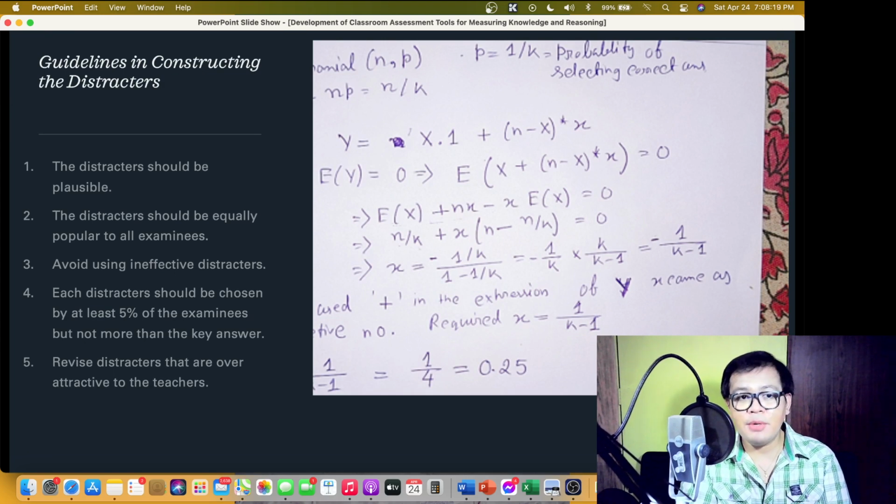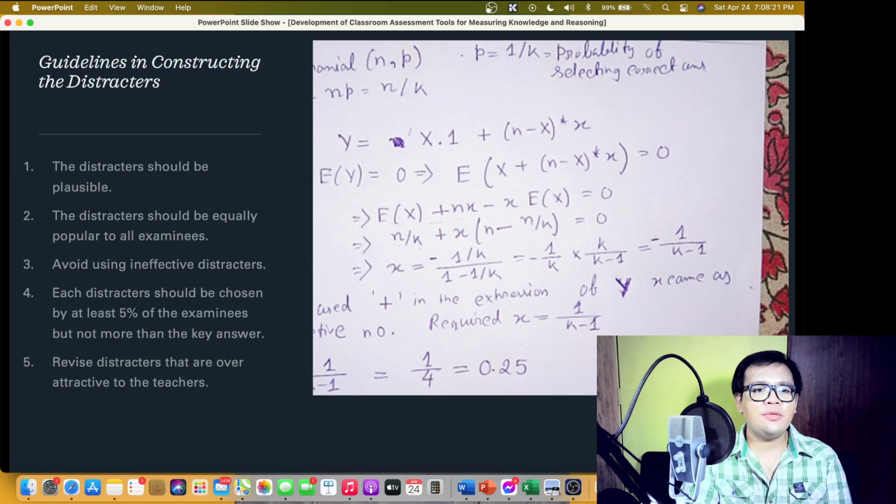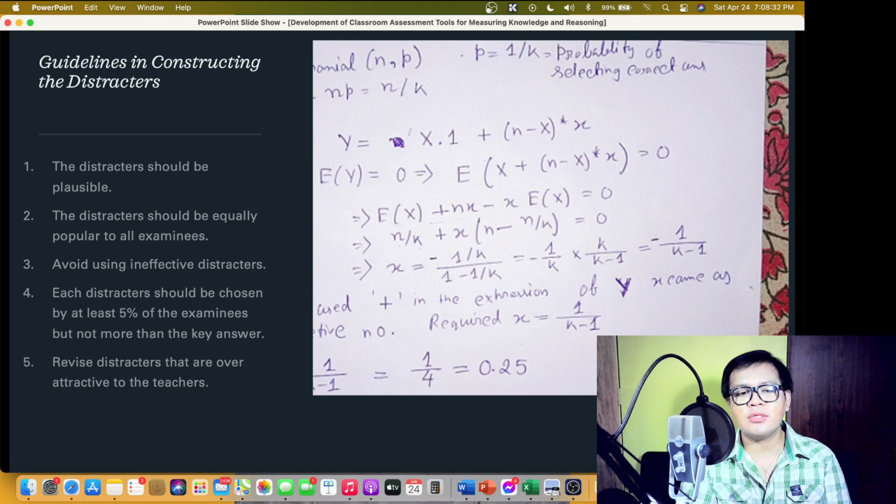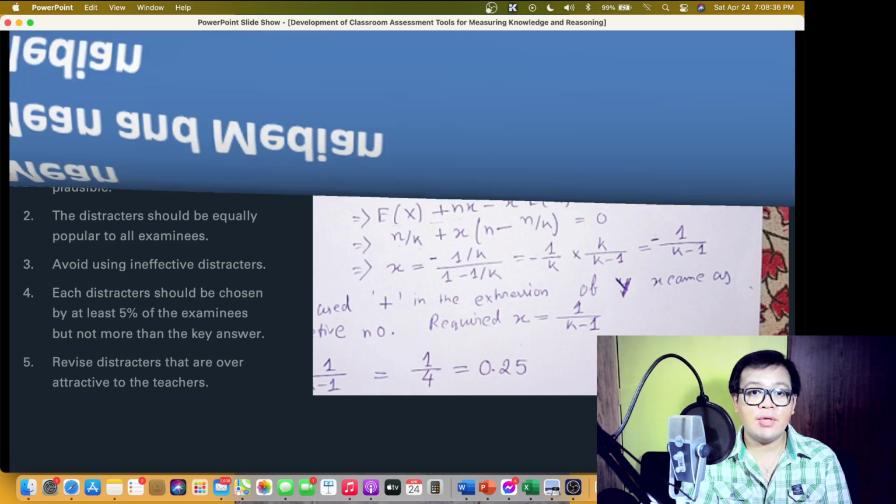So, guidelines in constructing the distractors. The distractor should be plausible. The distractor should be equally popular to all examinees. Avoid using ineffective distractors. Each distractor should be chosen by at least 5% of examinees, but not more than the key answer. And revise distractors that are over attractive to the teachers as well.